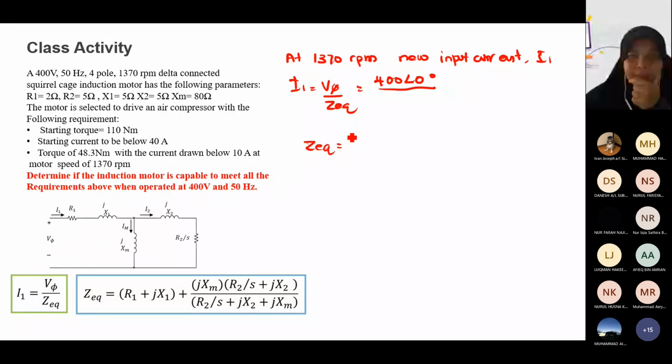Different. Different. Why is the value different? Value of S. Because at 1370 you have new value of S which is equal to 0.087. So now please put all the values in the equation. Ini jadi difference. Yang lain semua sama. Put the values in the equation and start to do your calculation. Tengok dapat berapa Z equivalent?